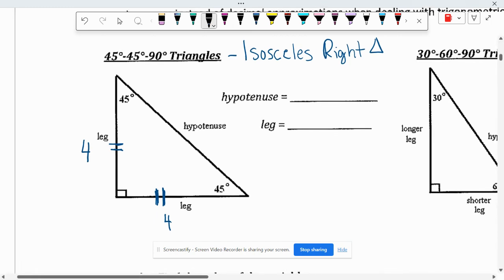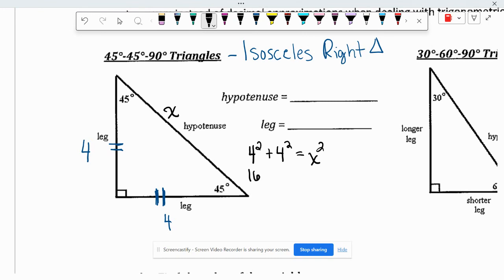So let's do that same thing. 4 squared plus 4 squared equals, can I call this x? X squared. So what is 4 squared? 16 plus 16 equals x squared. And 16 plus 16 is 32 equals x squared. How do I get x all by itself? Yeah, I have to take the square root of both sides.